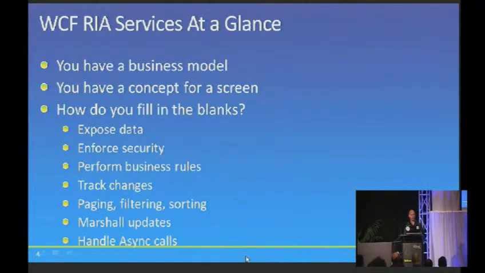So once RIA services exposes all that, it has a security model. It automatically hooks into ASP.NET Auth, so you can use that, or you can put some other authentication in. It performs business rules that you can do. You've even got field level validation, object level validation, or custom business rules. It does all sorts of change tracking and paging and filtering for you on the client as well.